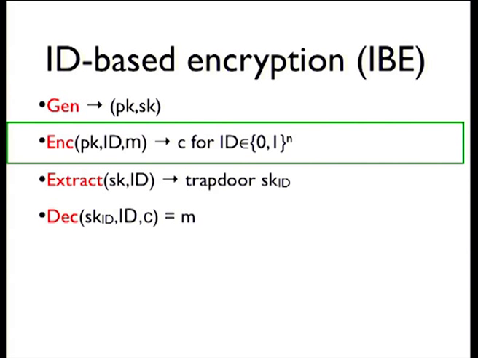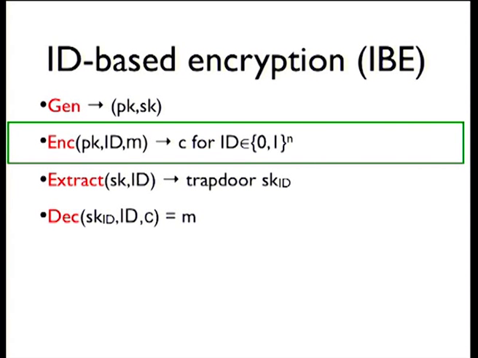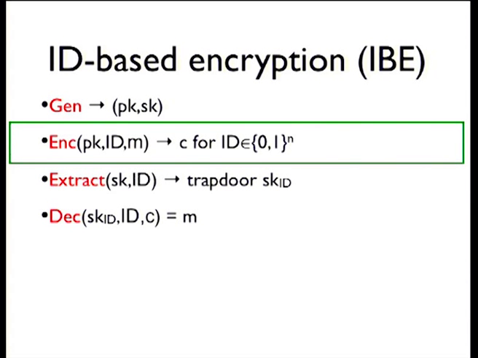More formally, this consists of the following algorithms: a key generation algorithm, and then an encryption algorithm that inputs the master public key, an identity and a message and outputs a ciphertext. That works for an exponentially large set of identities. Then there is an extract algorithm that inputs the secret key and an identity and outputs the secret key, the trapdoor, which is used to recover the message from the ciphertext using the decryption algorithm. So Gen, Enc, Extract, such that decryption and encryption yields the message for all identities.